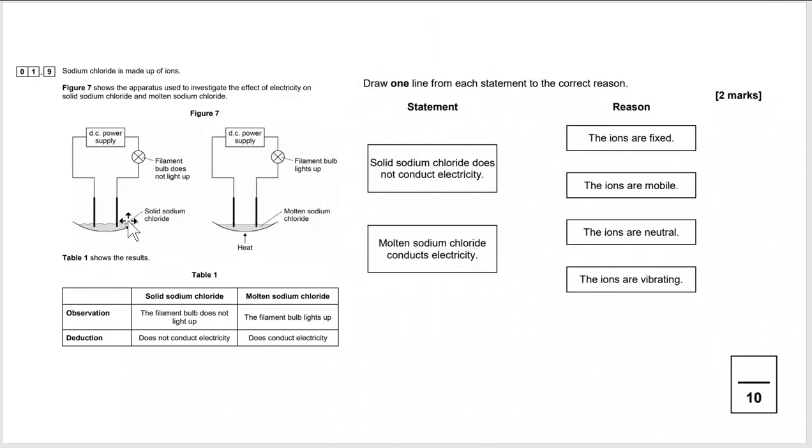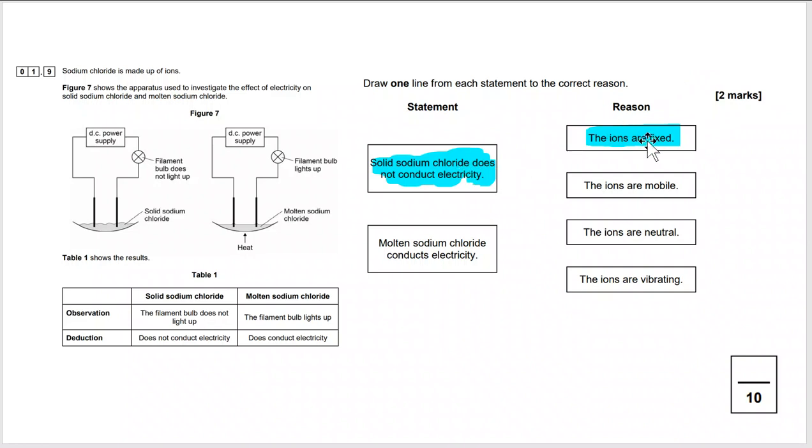And to finish off, we've got the diagram here of solid sodium chloride, and now we've got molten sodium chloride. And we're seeing that with solid sodium chloride, the filament bulb does not light up, electricity is not conducted, whereas with molten, the filament bulb does light up, it does conduct electricity. So, solid sodium chloride does not conduct electricity because in a solid ionic compound, the ions do vibrate, but they are in a fixed position. So that's what we're looking for.